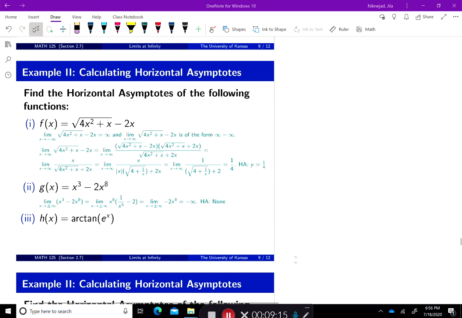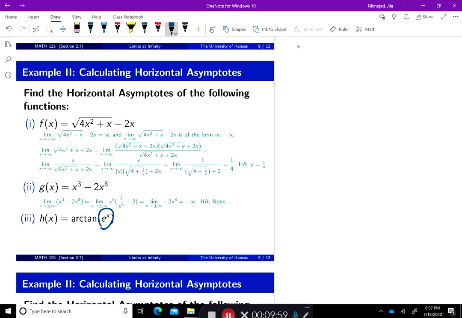So let's do example 2, part 3. This time h of x is equal to arctan of e to the power x. And the function is, again, another composition. In this section we had compositions of functions that were square roots or polynomials and so on and so forth. But we haven't had an arctan and e to the power x and all of that mixed together. So one thing to remember is that I need to know how the inner function is reacting to figure out the limit of the outer function.